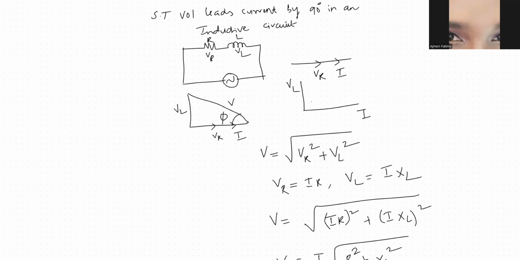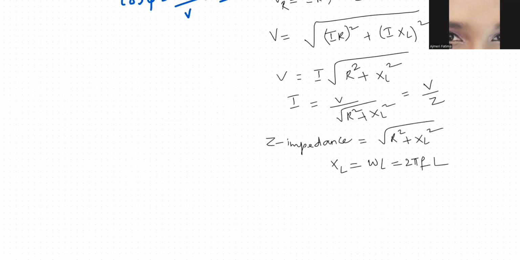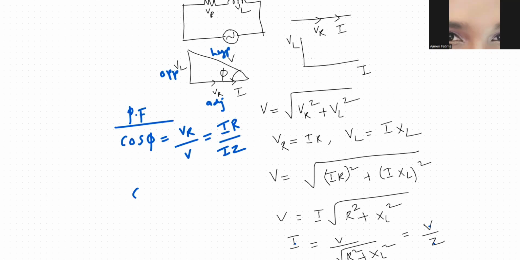So power factor cos phi is equal to, what is the formula for cos phi? Adjacent to theta by hypotenuse. So this is adjacent, this is opposite, and this is your hypotenuse. So the formula for power factor cos phi is equal to adjacent by hypotenuse. So that would give you VR by V. What is VR? I into R. What is V? If you observe, V is nothing but I into Z, right? So you will get cos phi is equal to R by Z. That's all. So this is your power factor.